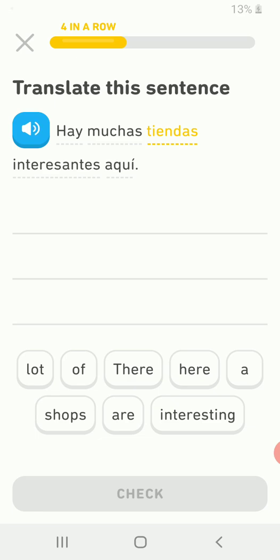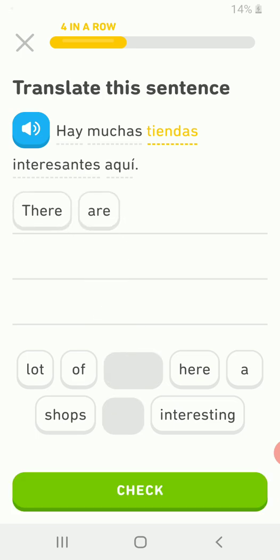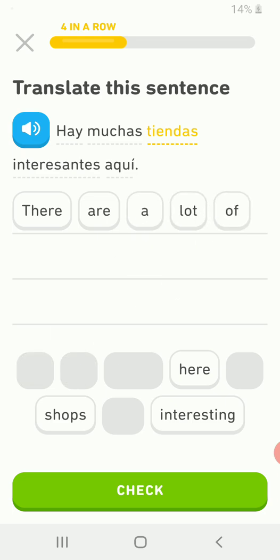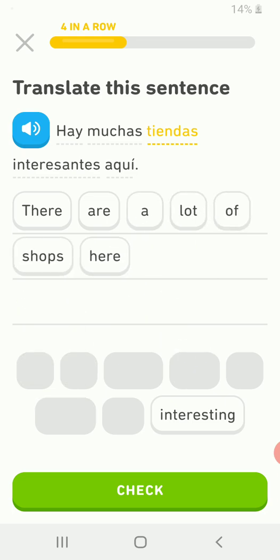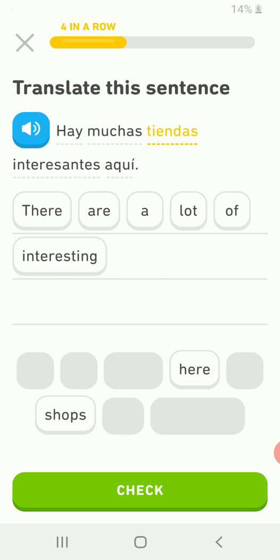Hay muchas tiendas interesantes aquí. This is also something that we've just learned lately. We've learned that to say there is or there are, we use this word hay. Hay muchas tiendas interesantes aquí. So there are muchas, because I use there are since it's plural. Muchas tiendas. There are a lot of interesting shops here.